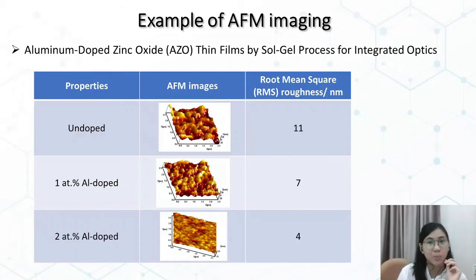Next, let us move to an example of AFM imaging. So here is a research about the aluminum doped zinc oxide film by sol-gel process for integrated optics. So the undoped and aluminum doped zinc oxide thin films are prepared by the sol-gel process and went through the deposition of 7 successive layers to have a thickness sufficient to observe.